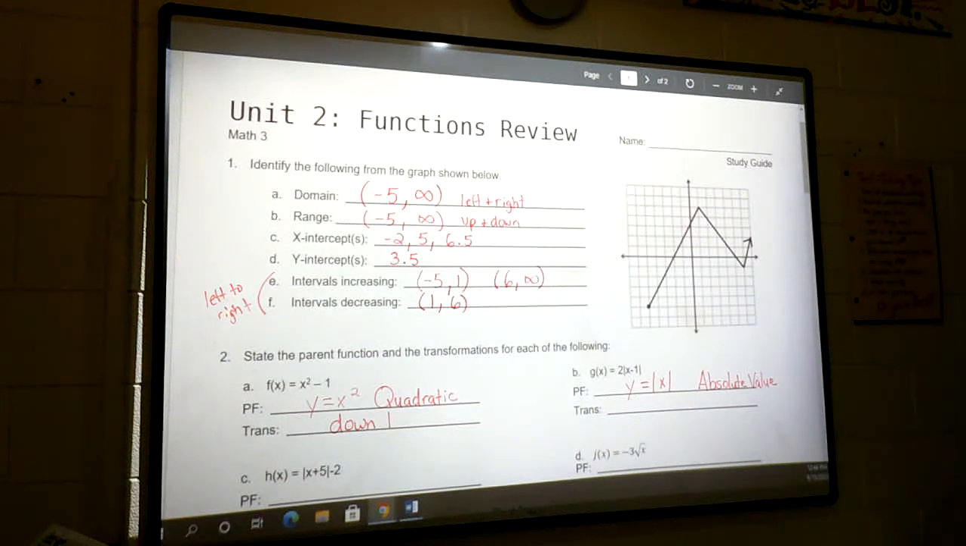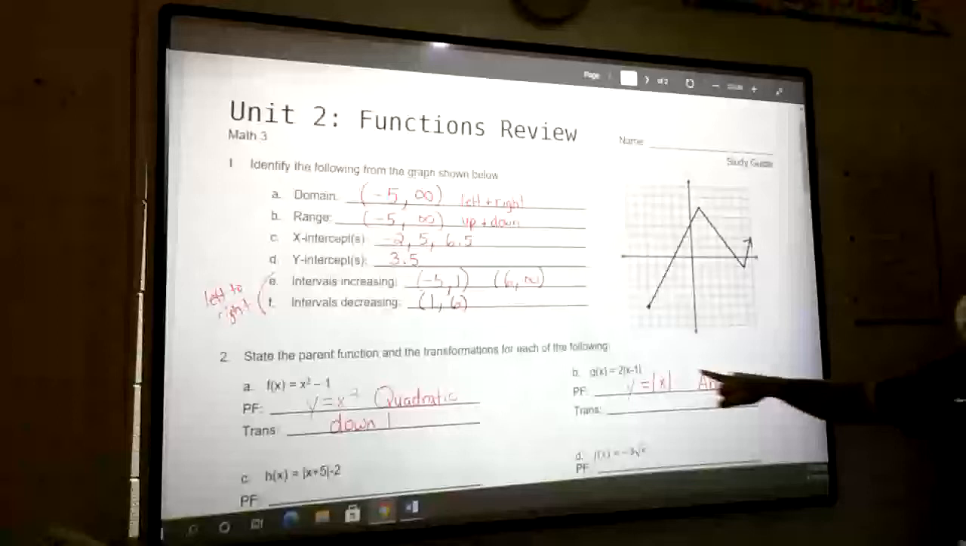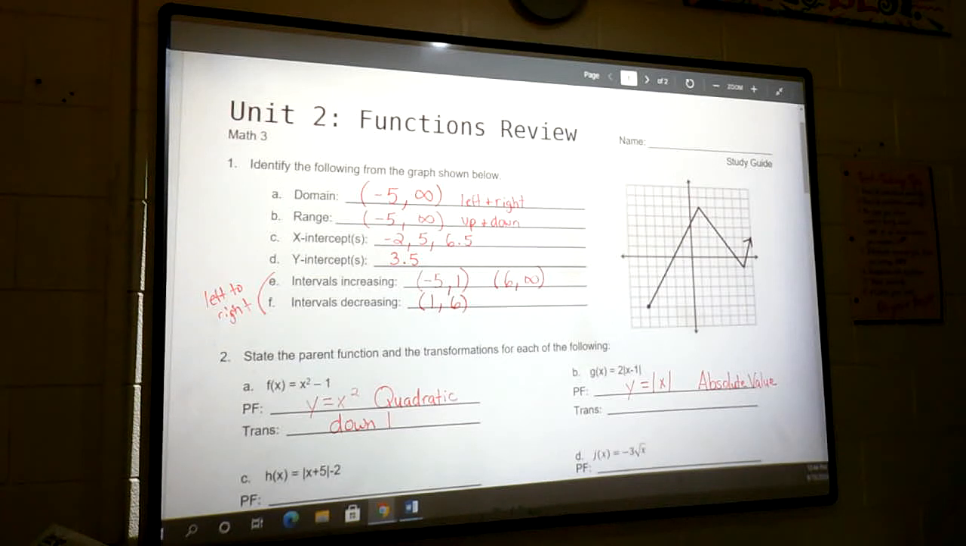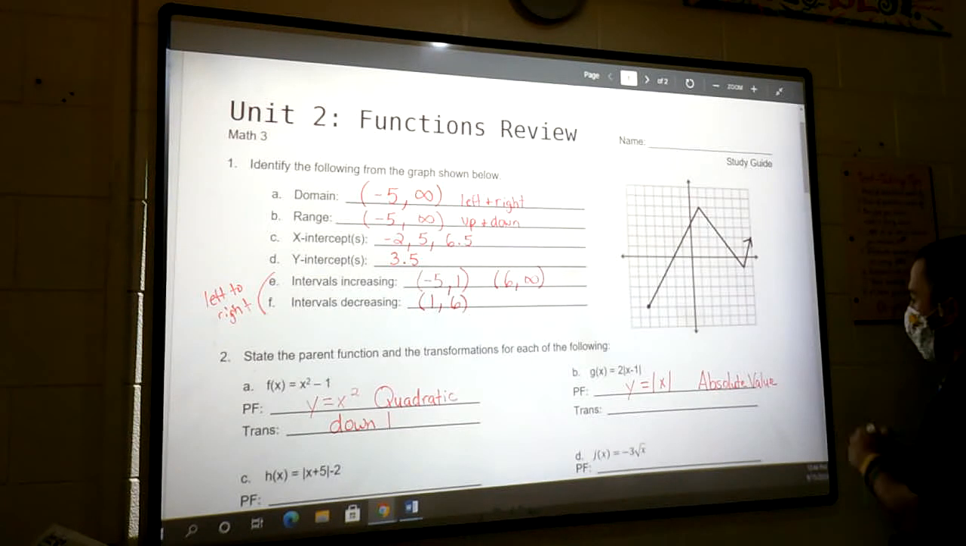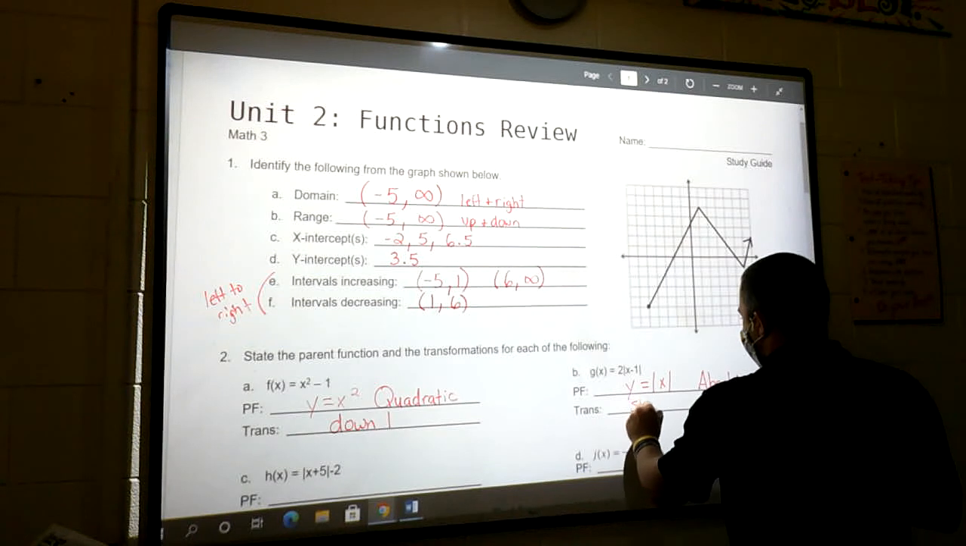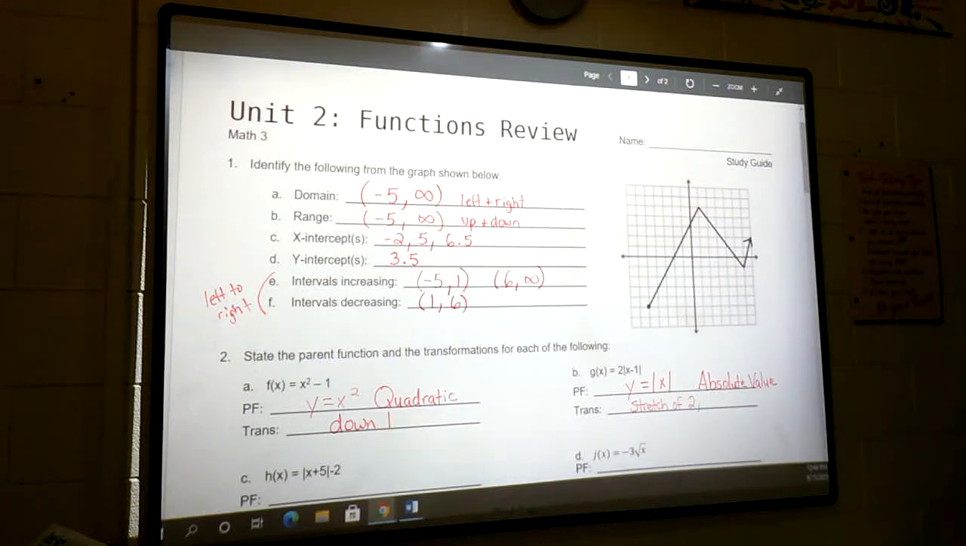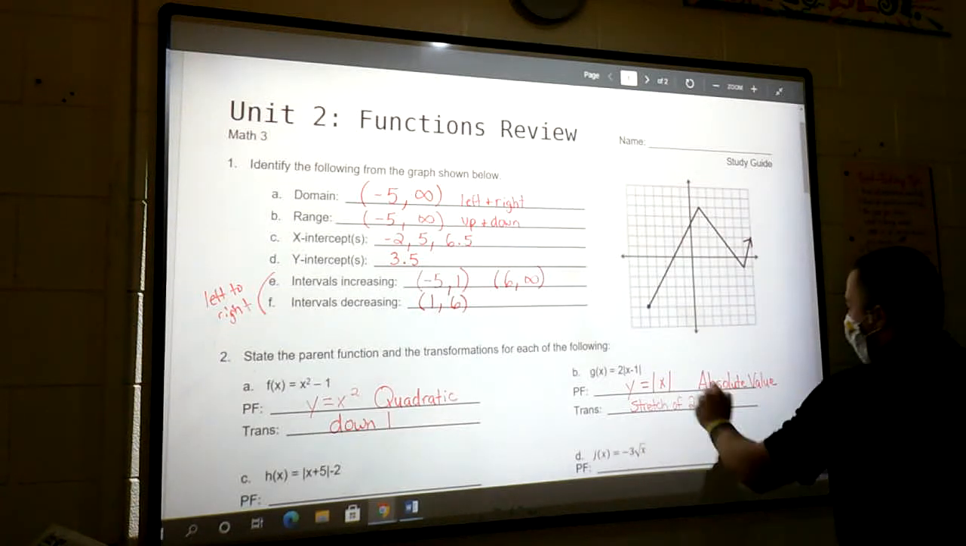We looked at it, and it's in your notes we were looking at earlier, if you have a number bigger than 1 in front of it, that's called a stretch. If you have a fraction, a number less than 1, that's called a compression. So this is a stretch of 2. And then the minus 1 on the inside, if you add on the inside, you move left. If you subtract on the inside, you move right. So we're going to go right 1.